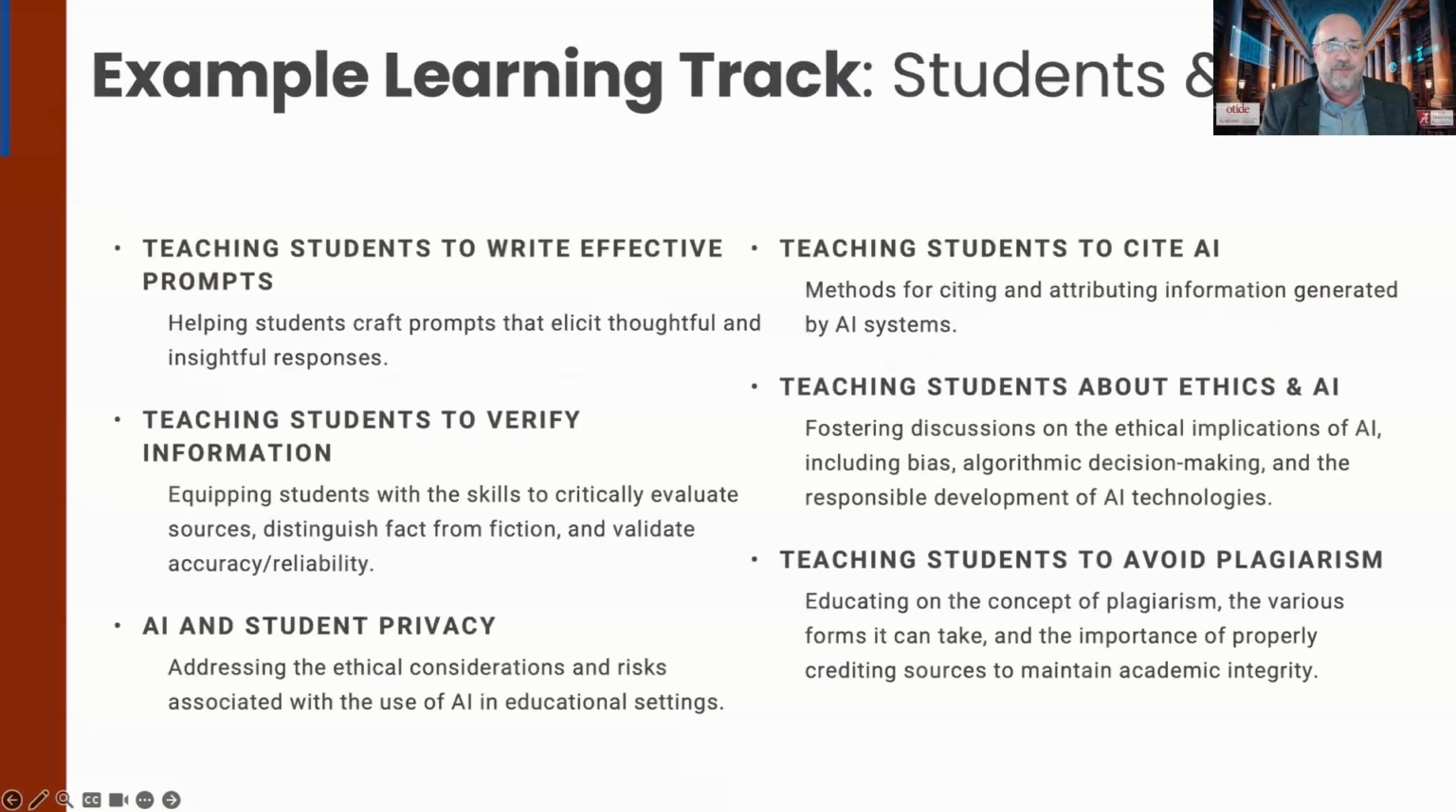That's been an interesting thing going on at Purdue OWL. And I always find different ways of how people are citing AI. And I think that's still an evolving thing. Ethics, how to avoid plagiarism, that all kind of ties together.